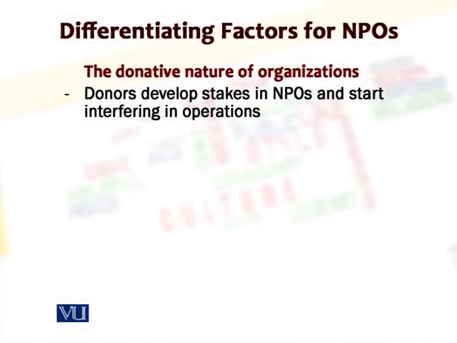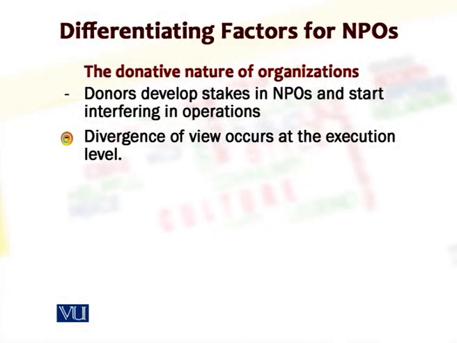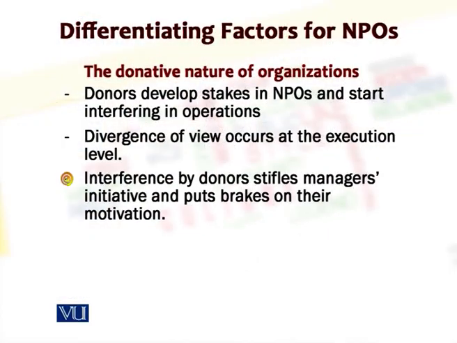As the terminology implies, organizations look for funds from the sources which I just talked about as part of the overview. As a result of that, donors develop stakes in the organizations and they start interfering and intervening into the operations. Even if they have a complete harmony of views on the purpose and the mission of the organization, the divergence of views on the way operations are going to be executed causes a divide between strategies and their executions. This is a situation which generally puts NPO managers into a state of frustration.